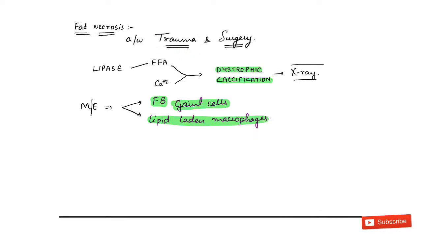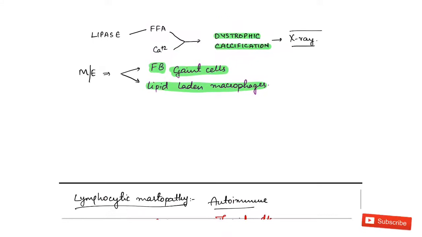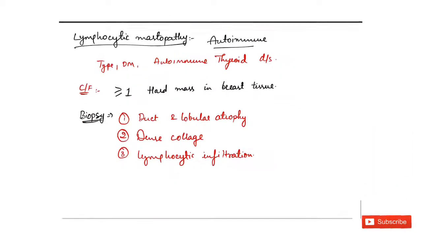And fat necrosis is mainly associated with trauma and surgery. The free fatty acids and calcium unite to form dystrophic calcification, and we appreciate that most commonly on X-rays. Mainly in microscopical examination, we find 2 types of cells: foreign body giant cells and lipid-laden macrophages.